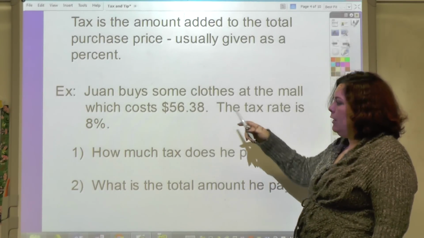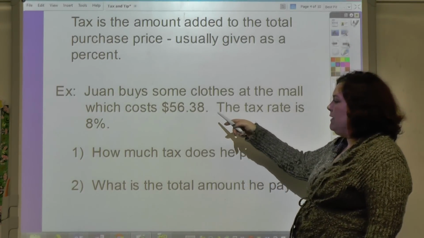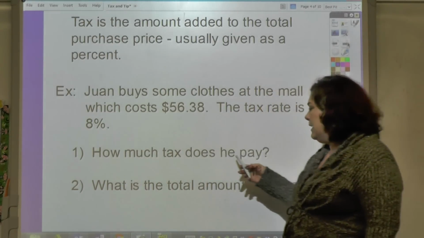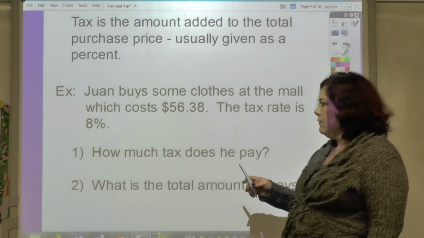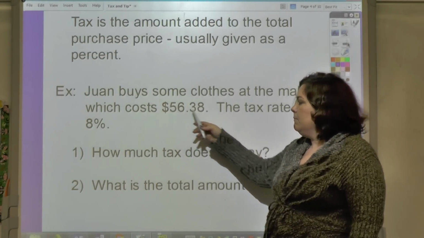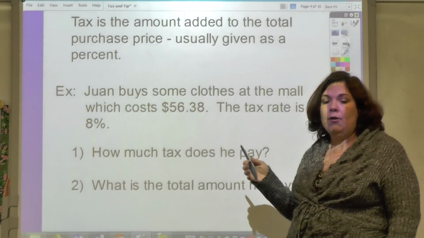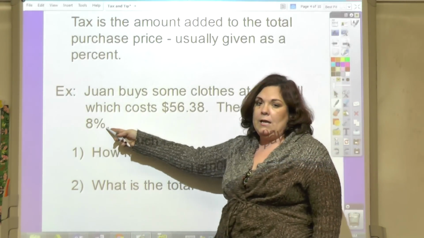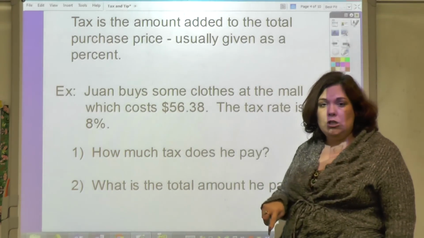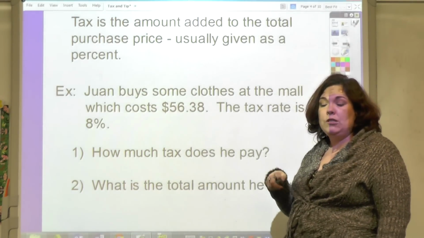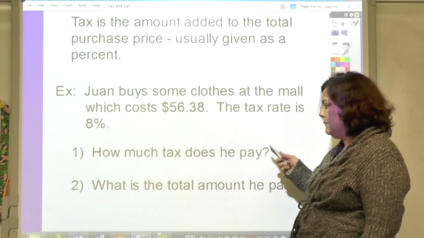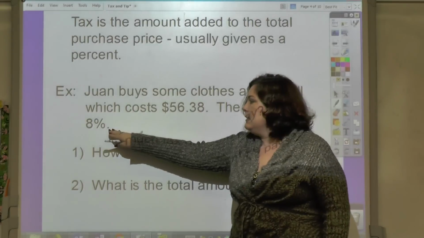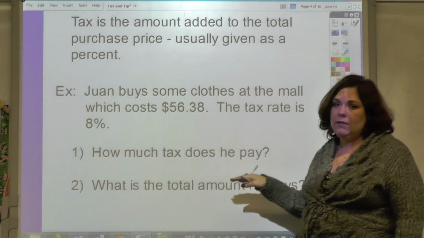So you'll see a question like, Juan buys some clothes at the mall which cost $56.38. The tax rate is 8%. So how much tax does he pay? So you're going to use this amount, and you're going to use your percent bar model and what you know about finding 10% and 1% to find 8%. So you could either do 10 minus 2%, or you could do 5, which is half of 10, plus 3%. And then you will add the total amount that he pays. You'll find the percent, the tax, and then you'll add it to the amount and get the total amount.